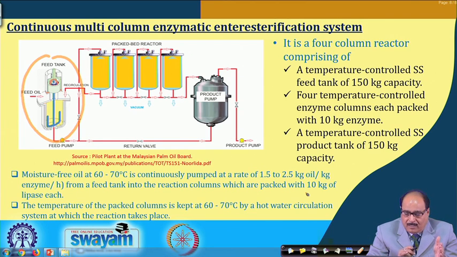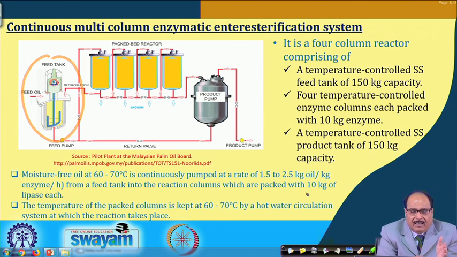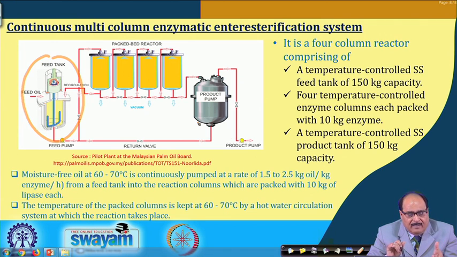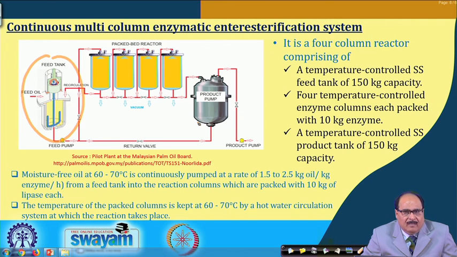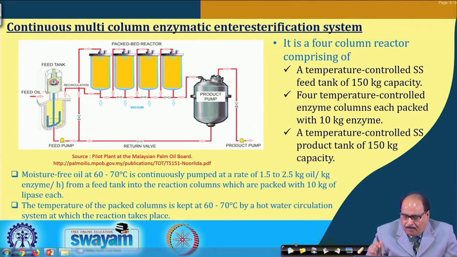at a rate of 1.5 to 2.5 kg oil per kg enzyme per hour, and the temperature and other conditions inside these reaction vessels are maintained by a hot water circulation system, and the reaction is allowed to proceed. At the end of the reaction there is a product pump, where the catalyst is removed by using appropriate filtration and other methods, and then this interesterified oil is obtained.